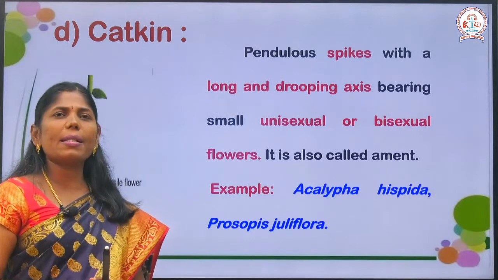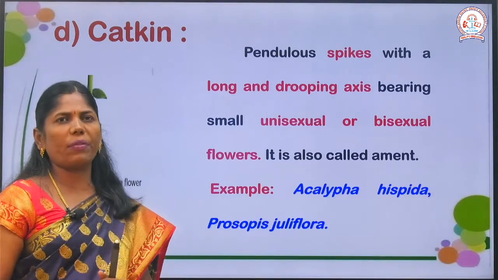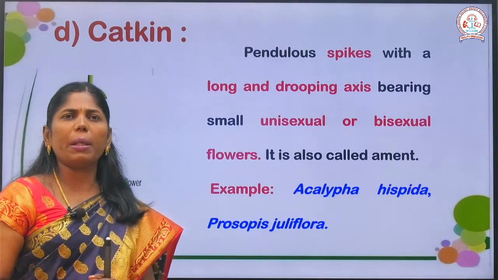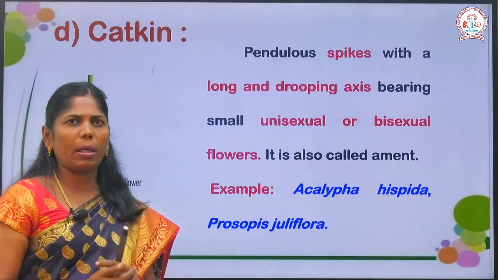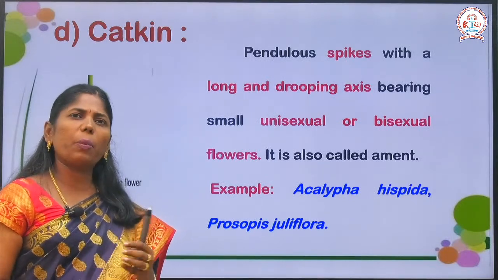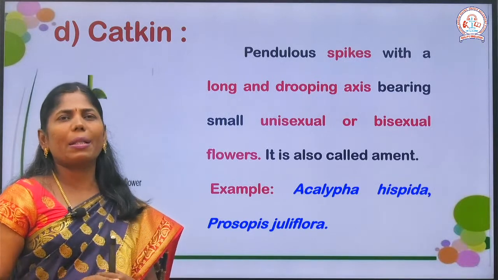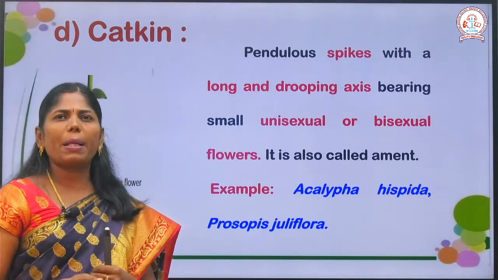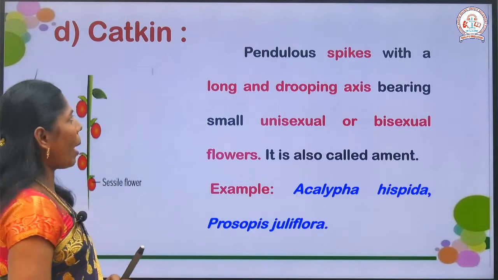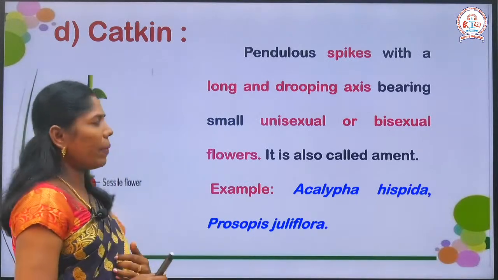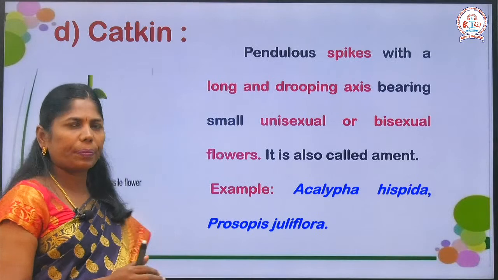It has small unisexual or bisexual flowers. Unisexual flowers means only the male sex organ is present. Bisexual means both organs are present, that is, androecium and gynoecium are present there. So it is otherwise called amentum type. Catkin is otherwise called amentum.